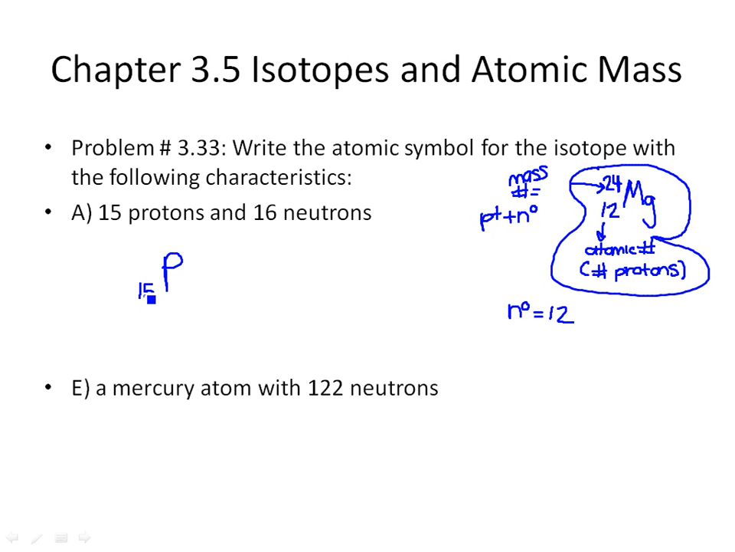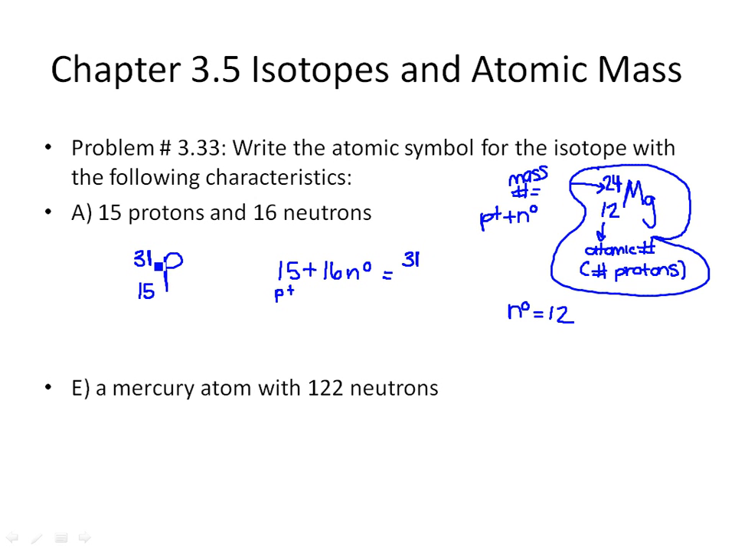Okay, and we have 16 neutrons. So all we have to do here is our mass number is equal to protons plus neutrons. So we have 15 protons plus 16 neutrons. So 15 plus 16 gives us 31. Okay, and so our atomic symbol would look like this.